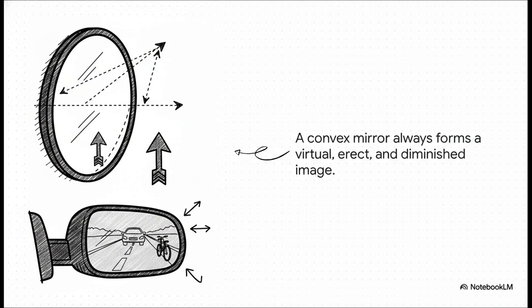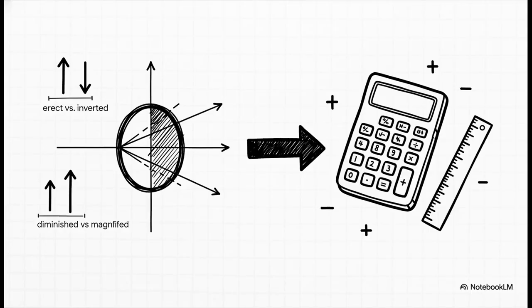This is exactly why they're used as rear-view mirrors in cars. They always show an upright image and give a wider view. So, ray diagrams are fantastic, aren't they? They give us the qualities of the image. Is it real or virtual, inverted or erect? But to do precise calculations using the mirror formula, a drawing is not enough.